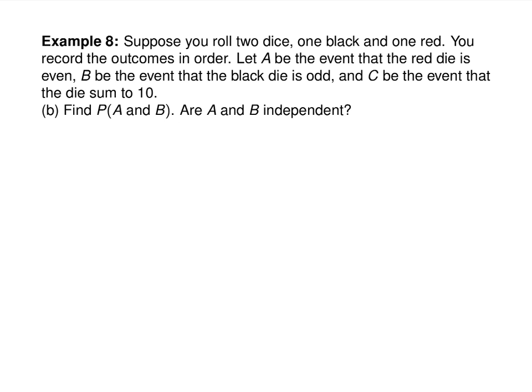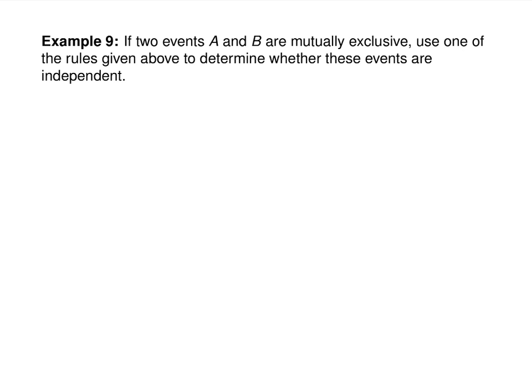Okay. So suppose you roll 2 dice, 1 black and 1 red again, and you record the outcomes in order. Oh, we did this one already. A and B are mutually exclusive. Use one of the rules given on the previous page to determine whether these events are independent. If they're mutually exclusive, let's use the AND rule. What is P of A and B? If they have nothing in common, that's equal to 0.